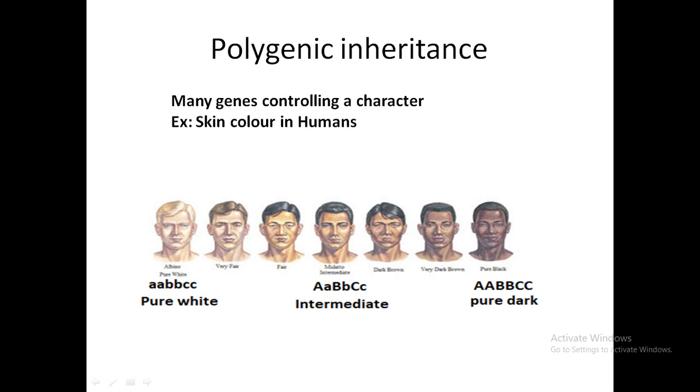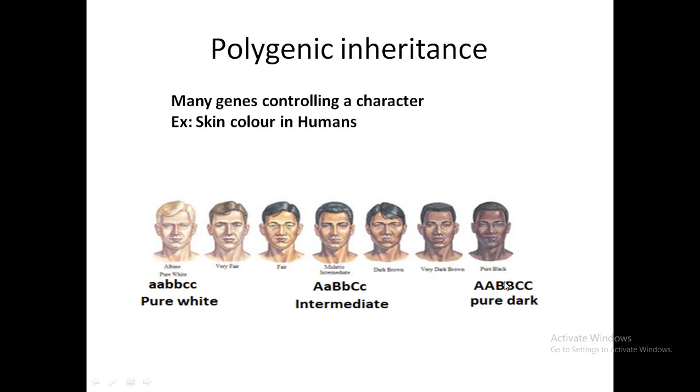Now let's take the example of inheritance of skin color in humans. In humans, the skin color is controlled by three genes: A, B, and C. It means that the skin color is the additive effect of all the three genes. That is, the contribution of the alleles of all the three genes is required.